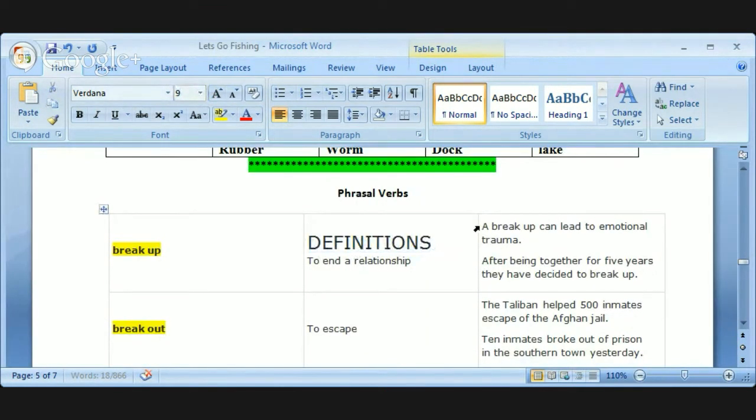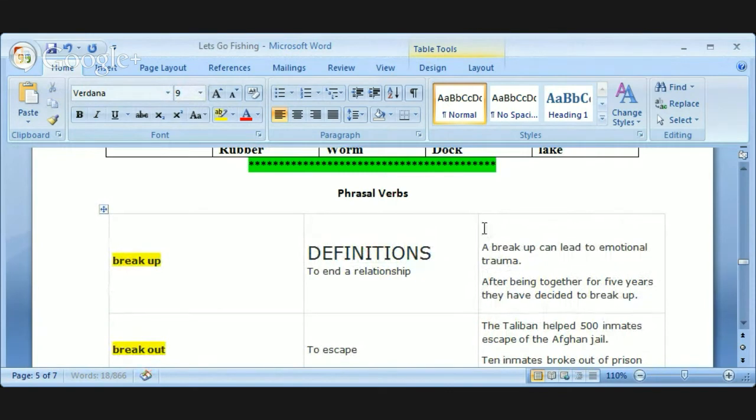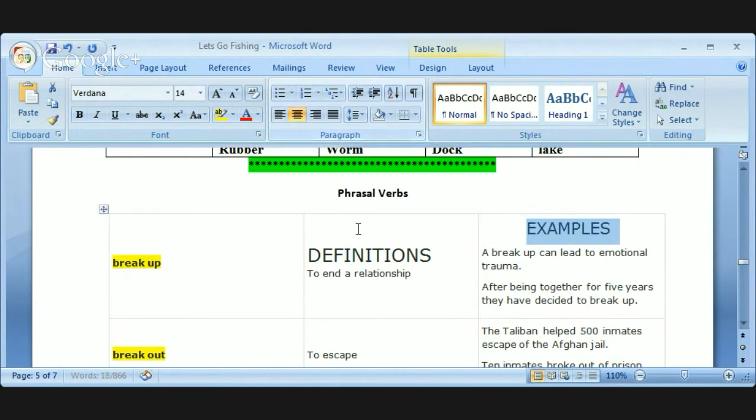Okay, and here are your examples over here. Now, when you're using your phrasal verb, I want you to remember the story of going fishing. So I need you to have your phrasal verb represent something in the story. I'll give you an example.